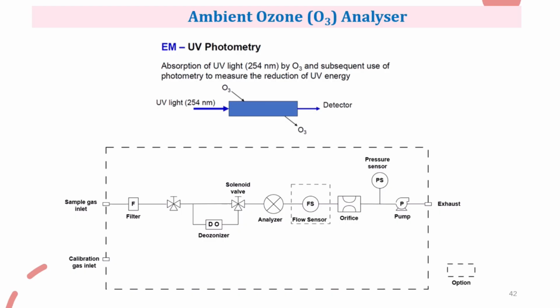Now let's come to ozone. The commonly used method is UV photometry. The ultraviolet absorption method works on the principle that ozone absorbs ultraviolet rays at around 254 nanometers. Measurements are taken from continuous alternated injections of sample gas and reference gas into the measurement cell. The UV absorption is measured by a detector to quantify the concentration of ozone.